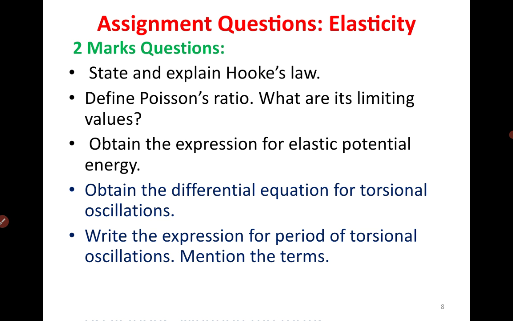Then the assignment questions. The two-mark questions in this chapter, elasticity: State and explain Hooke's law. Define Poisson's ratio and state its limiting values. Obtain the expression for elastic potential energy. Obtain the differential equation for torsional oscillations. Write the expression for the period of torsional oscillations and mention the terms. These are the two-mark questions.